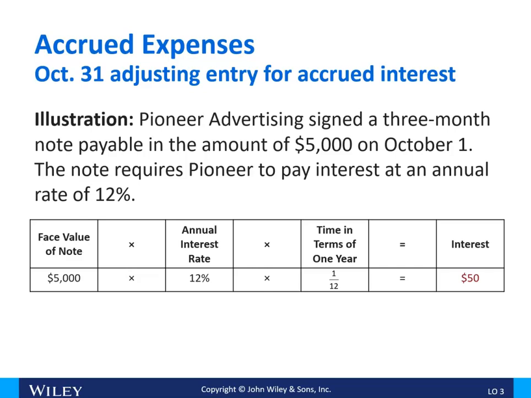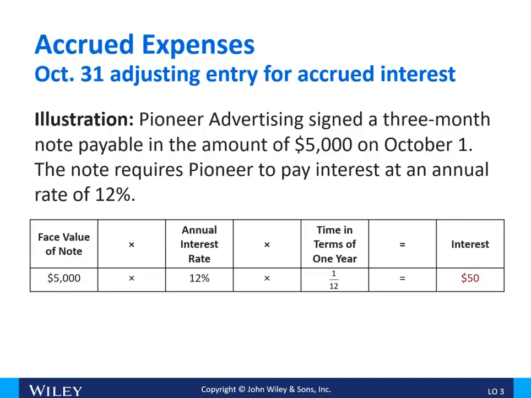So each month they're going to record the interest that they're incurring, even though they may not be paying that interest. To calculate the interest, take the face value of the note, $5,000, times the annual interest rate, 12%, times time in terms of a year, 1/12, equals $50. We have another chapter on liabilities where we will look at this equation in more detail and get into more of how it works.